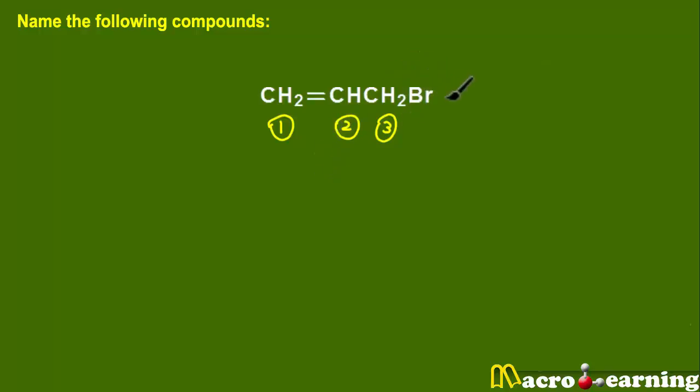And the bromine is on carbon number 3, so it's 3-bromo. So where's the double bond? It's between carbons 1 and 2, so we call it 1, right? 1-propene, 3-bromo-1-propene. Okay, next one.